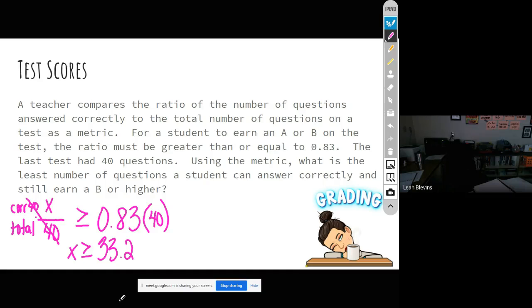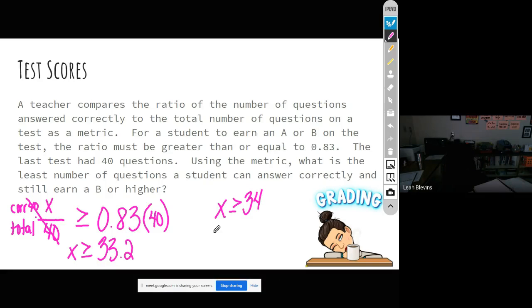Now let's think about this. If it's a test and you get marked right or wrong, there's no partial credit, is there any way that I can answer 33.2 questions correctly? No. So what should I put here to show that if it says X is greater than or equal to 33.2, how many questions must they get right then? 34. So they have to score X is greater than or equal to 34, right?